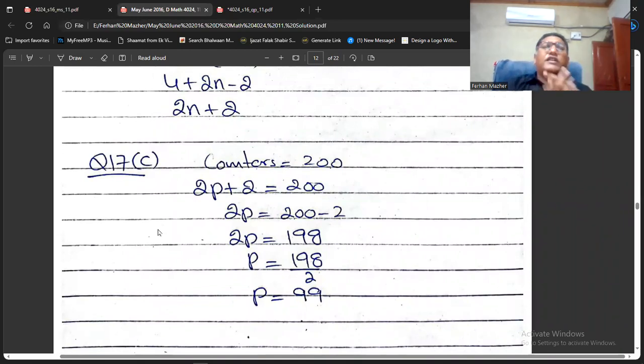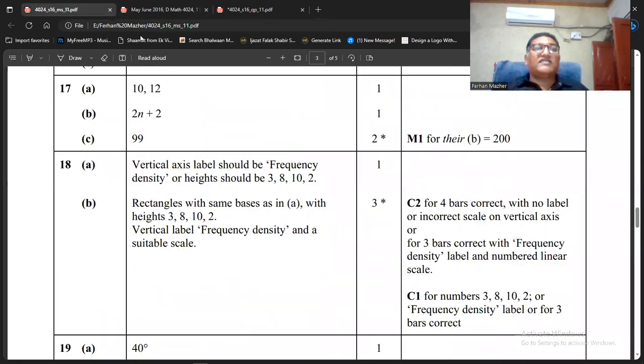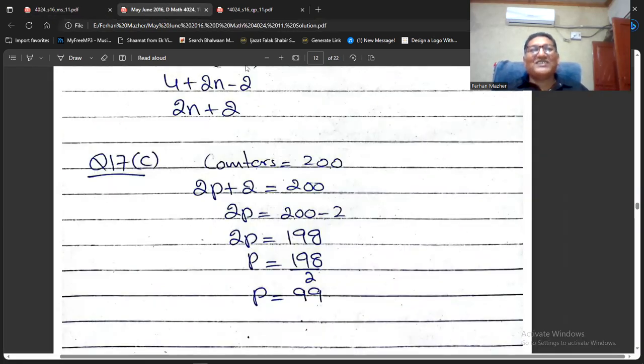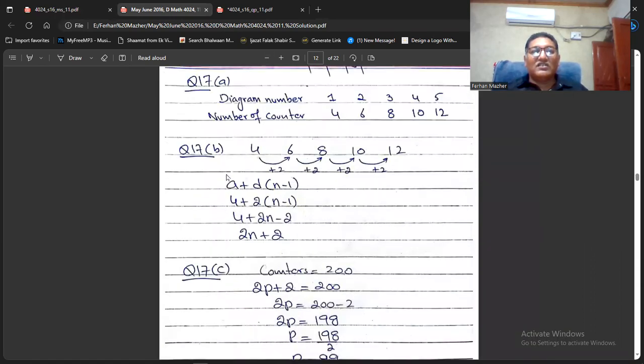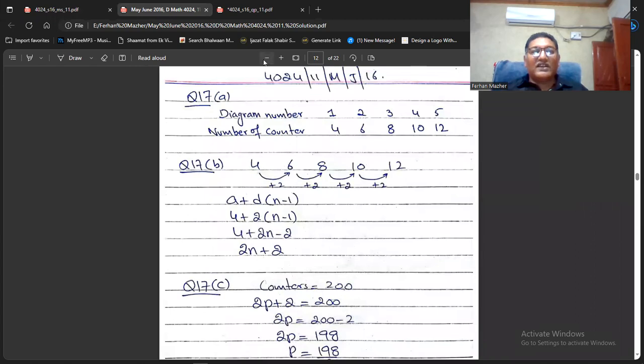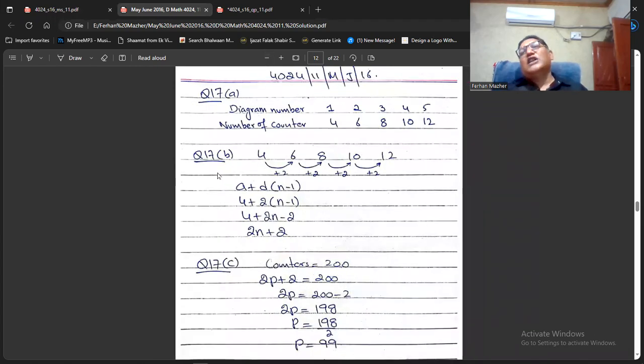2P will be equal to 200 minus 2, and 2P will be equal to 198. So P will be equal to 198 divided by 2. So P will be equal to 99. Question number 17, C part, 99 is the right answer, sir. I hope you understand. Let me reduce the size so you can see the whole question together. So now the whole of question 17 is showing up on your screen, and you can pause the video and take your time with this question.